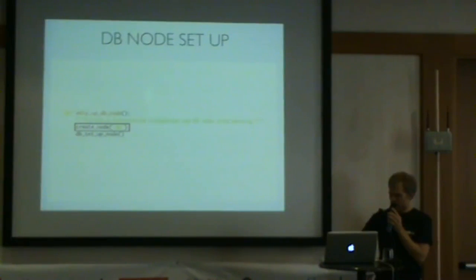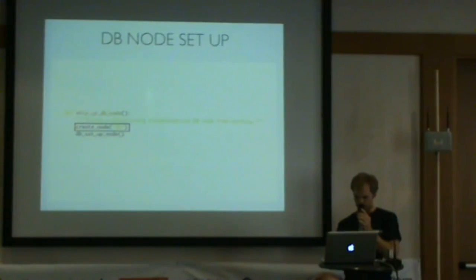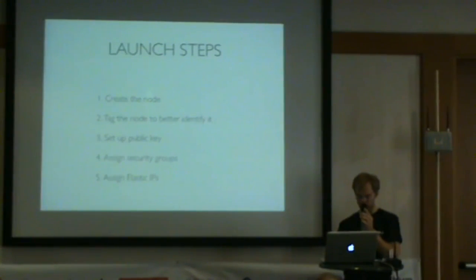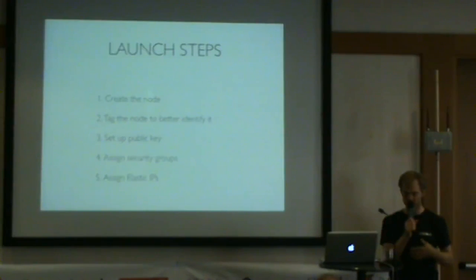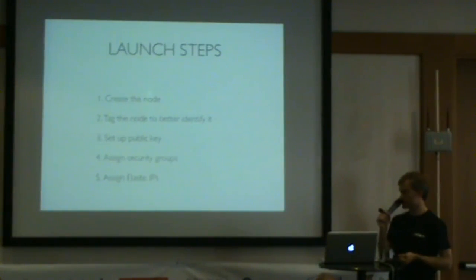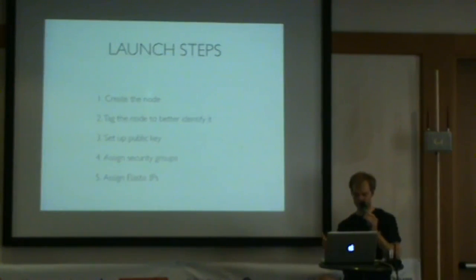So the first thing that the DB node does is it calls a create node. And what the create node does is it creates the node, obviously. And these machines, by default, don't have very much identifying them from the other machines that get created. So Amazon eventually provided a way that you can tag a node, so that when you look in your dashboard or when you query the machine, it will tell you what the machine is. You have to set up the public key and assign security groups and assign Elastic IPs. So that's all the steps that have to happen in order to create this new node.